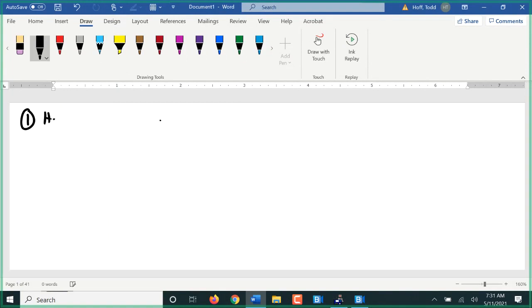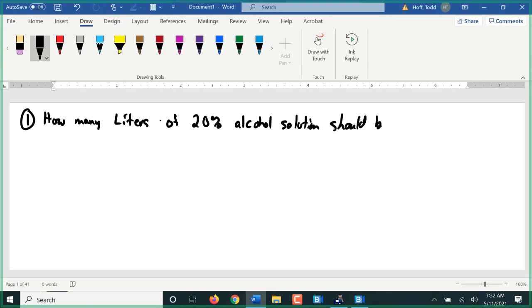You want to know how many liters of 20% alcohol solution should be added to 40 liters of 50% solution to make a 30% solution.